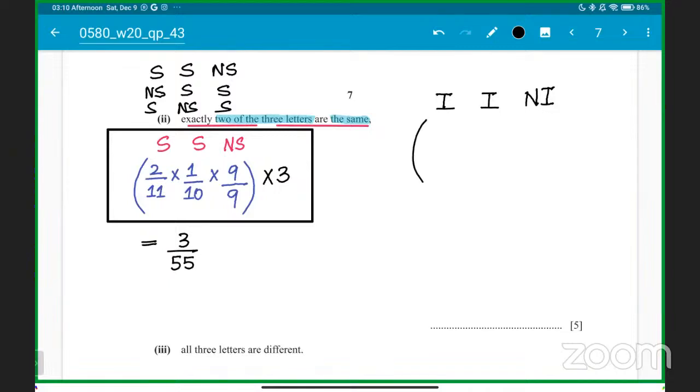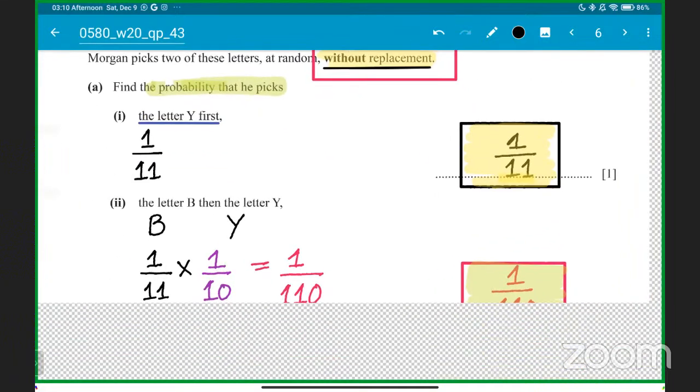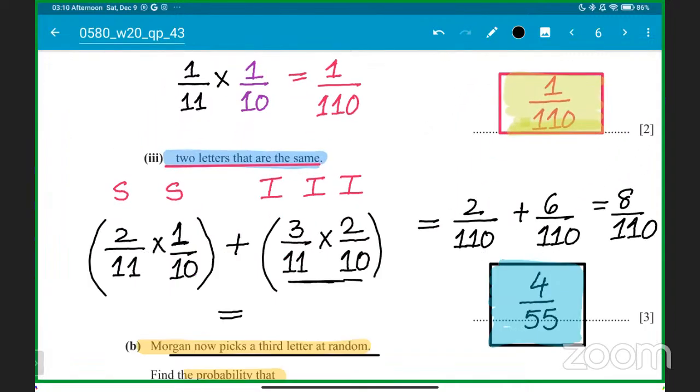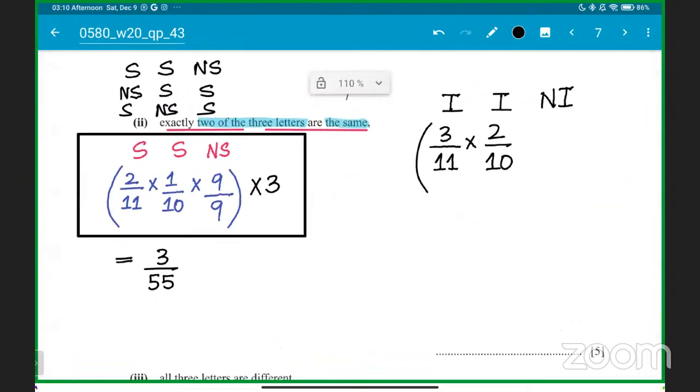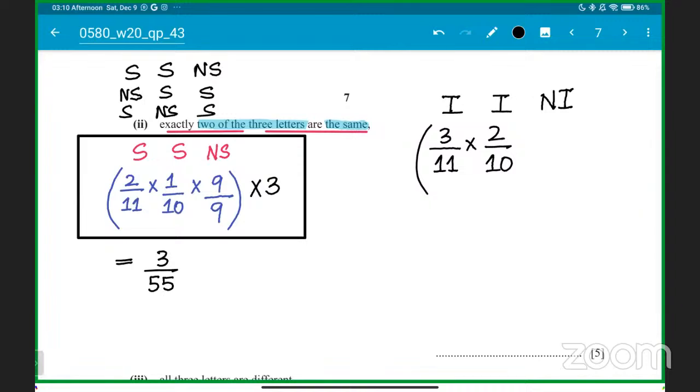How many I's were available? We have 3 I's available. 3 out of 11, the first one. 2 out of 10, the next one. This part should be clear, right? Because we have 2 I's available, so for the I's it is 3 over 11 and 2 over 10. And the last one will be a bit different. Follow carefully, okay?